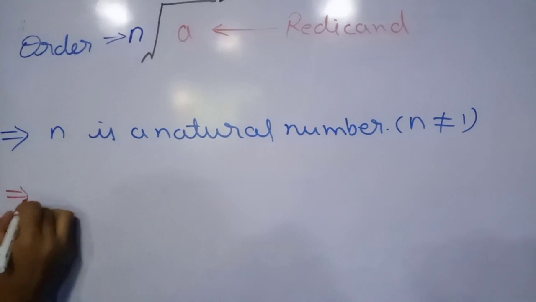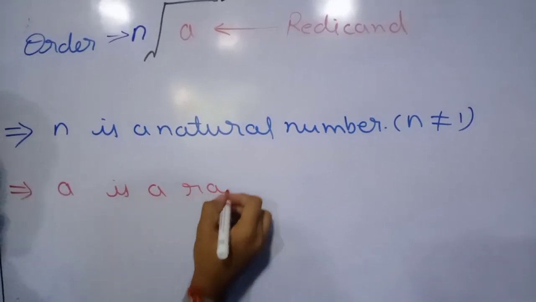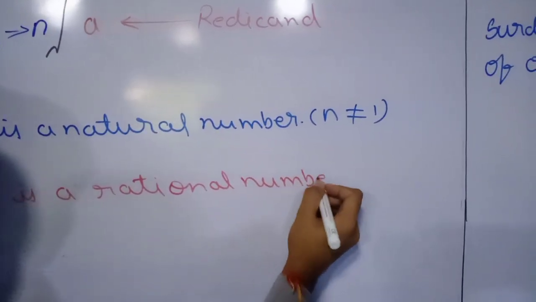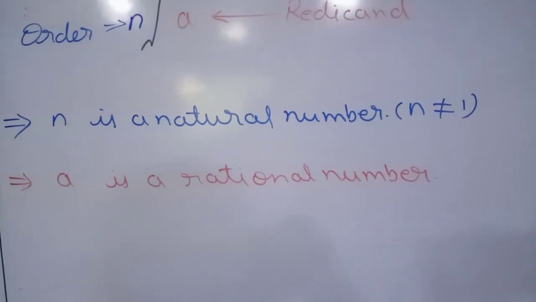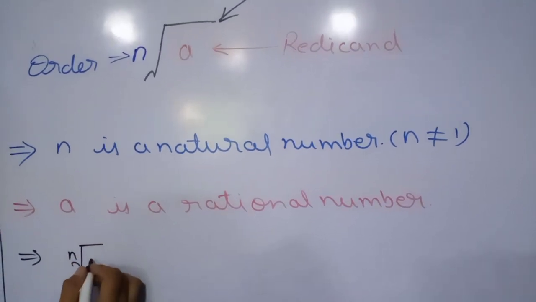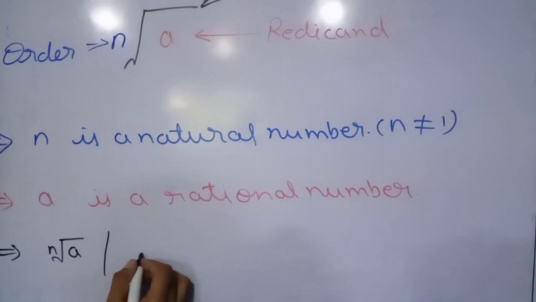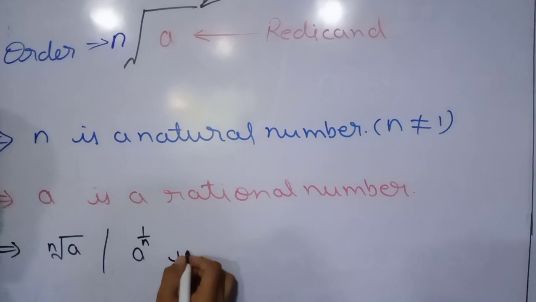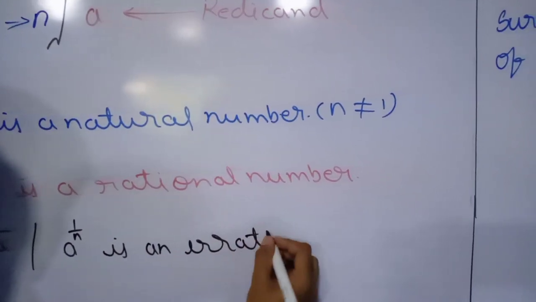Second one, a is a rational number. And the third concept we need: the nth root of the radicand A, or we can say A raised to 1 upon n, is an irrational number.